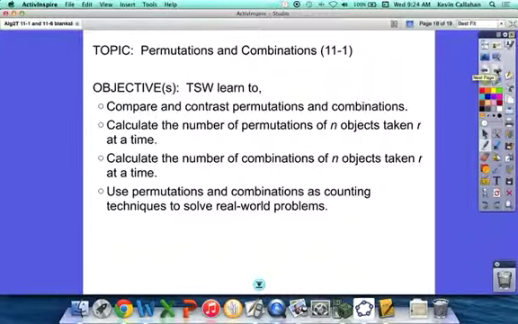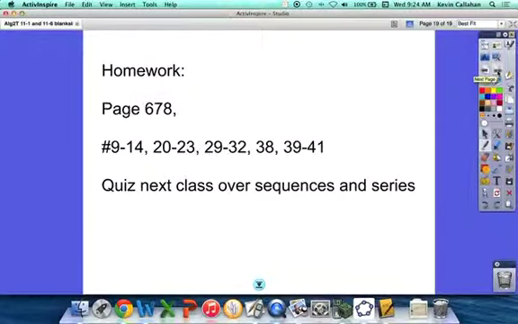So that's the lesson. The homework, you've done all this except for this, right? And in those last 3, you need to decide whether it is a combination or permutation, and then do it. Okay? And then you're done. And that is the homework. And then we take a quiz next time over the combination or sequencing series.